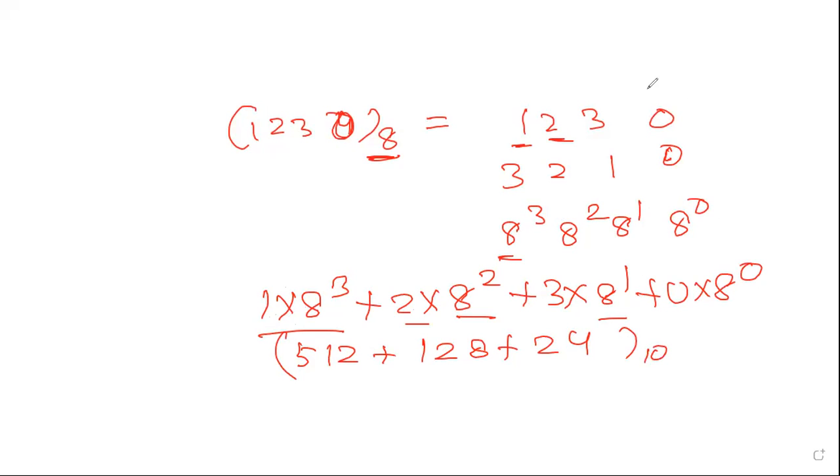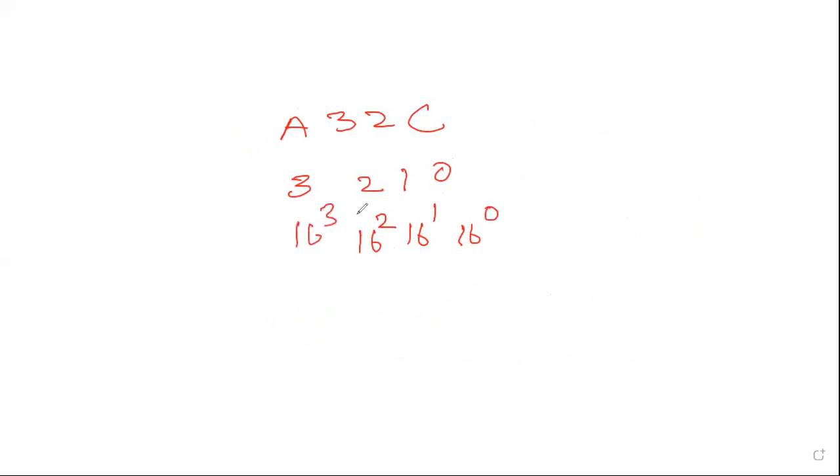Now suppose it's a hexadecimal number. How we will do it? For a hexadecimal number, let the number be A32C. Write the positions: 0 position, 1 position, 2 position, 3 position. Calculate powers of 16 because it's hexadecimal. 16 to the power of 0, 16 to the power of 1, 16 to the power of 2, 16 to the power of 3. Now again multiply and add.